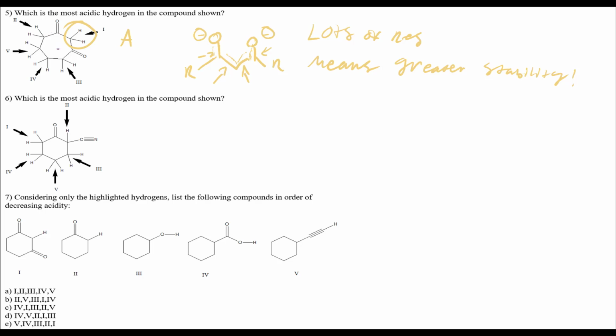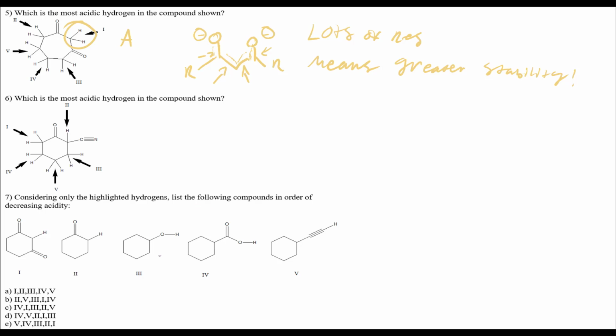That's 4, okay? So if your hydrogen is between 2 withdrawing groups, it's going to be really, really acidic, and it's going to want to form an enolate. So that's going to be the most acidic hydrogen. So the answer choice should be A.